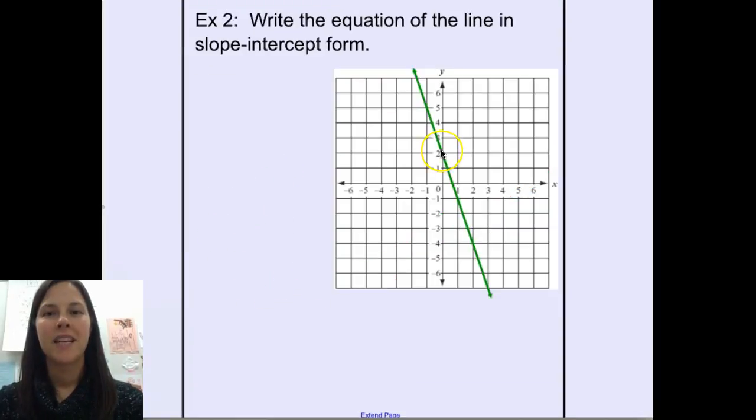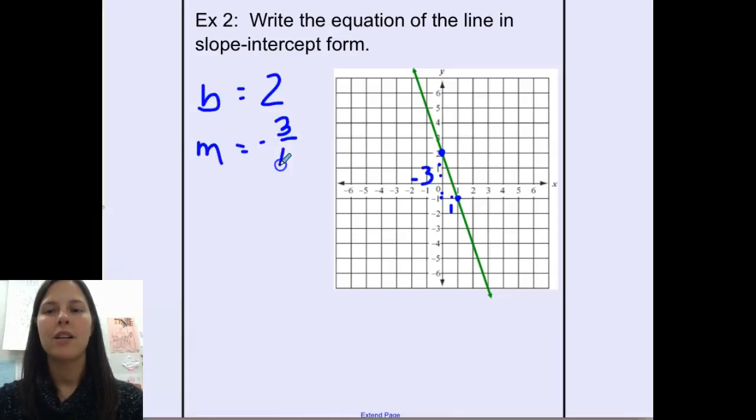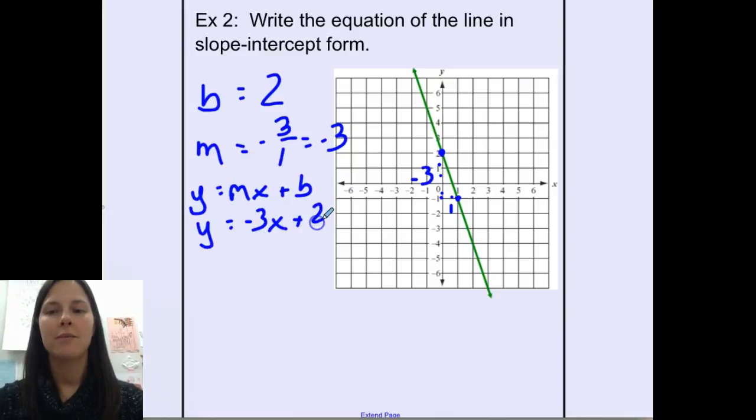Same process, see if you can identify that y-intercept where the graph crosses the y-axis. Our b in this case is a +2. Try and find another nice coordinate that your line goes through and count rise over run. Notice this time from left to right our line is falling, so our slope should be negative. We went down 3, right 1. So our slope is -3 over 1, or -3. Putting that into y equals mx plus b, we have y equals our slope is -3, and our y-intercept was a +2.